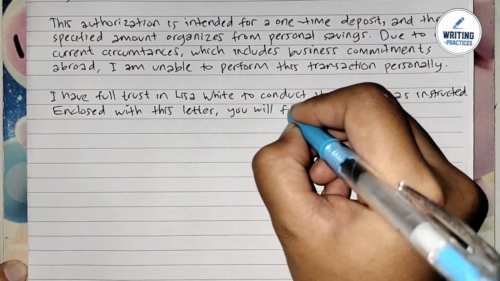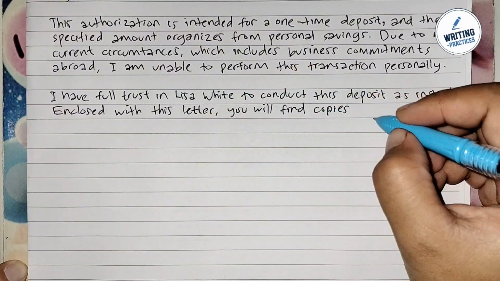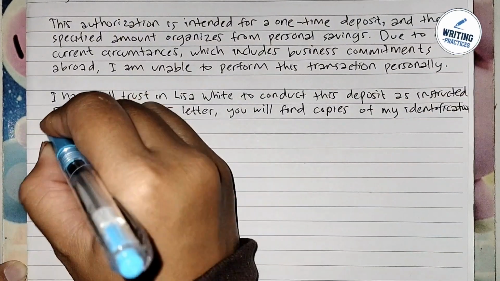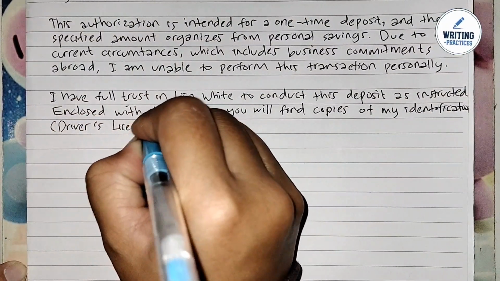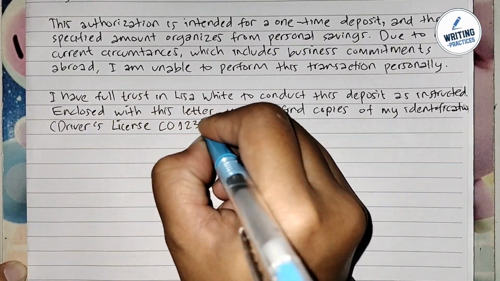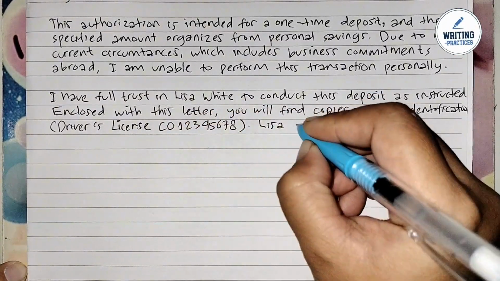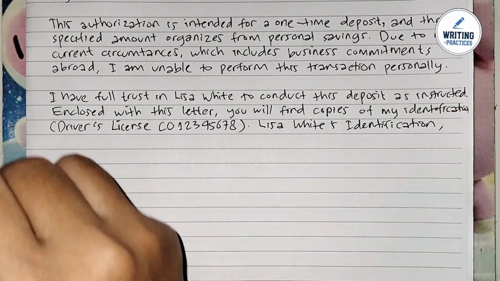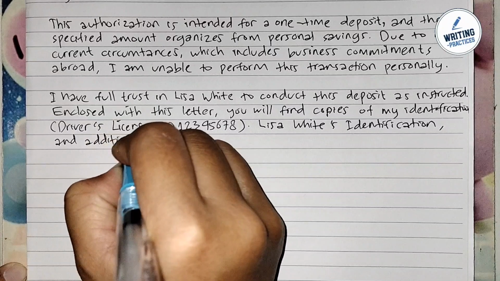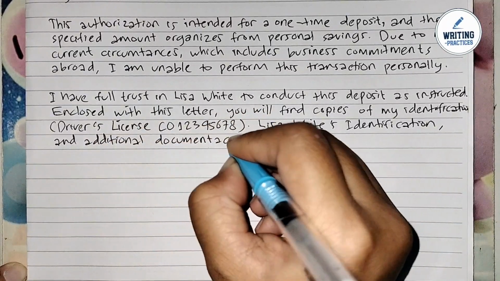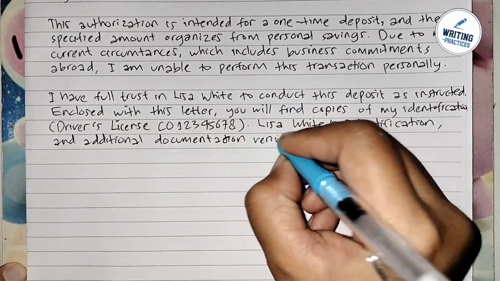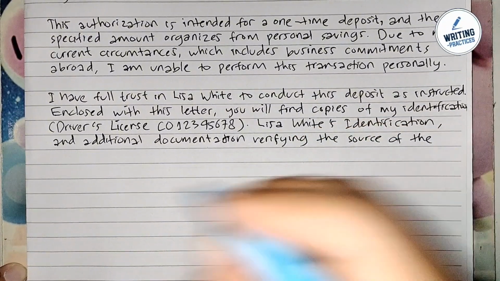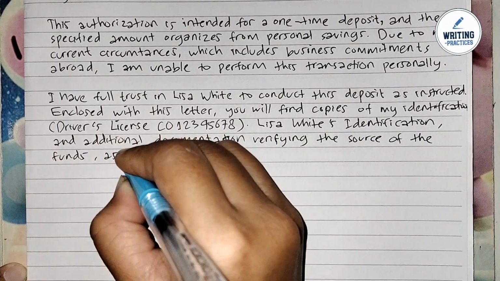And then, mention the enclosures. You must list all the documents attached to support the transaction. They are such as ID, proof of fund source, ensuring compliance, and verification. Here is an example of how you write it. Enclosed with this letter, you will find copies of my identification. Driver's license Colorado 123-45678. Lisa White's identification, and additional documentation verifying the source of the funds, as required.